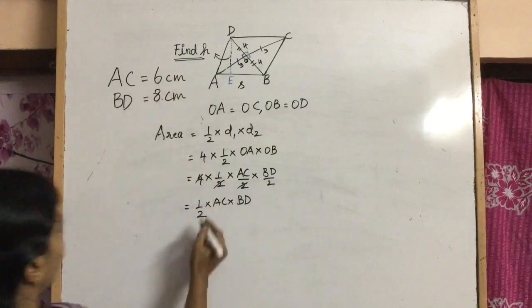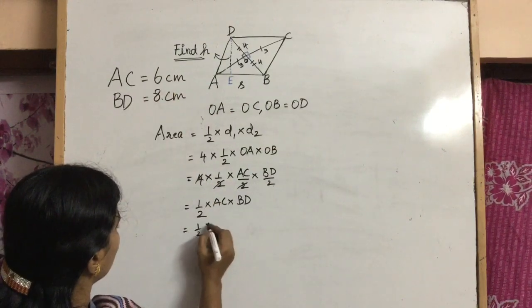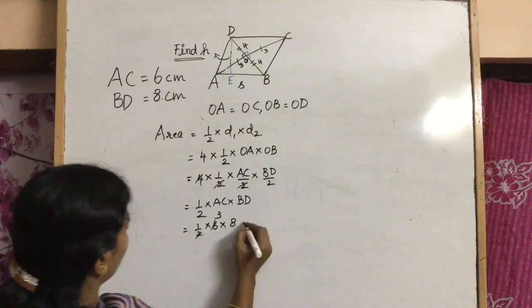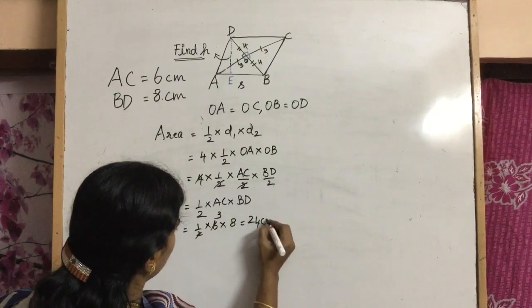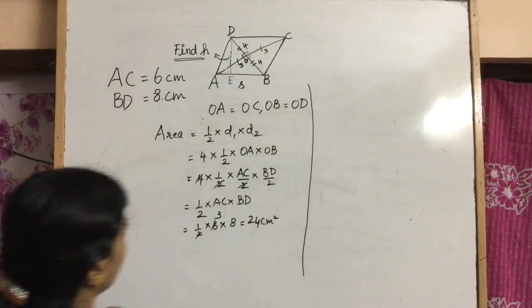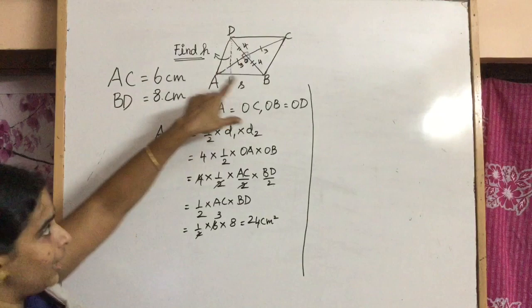So we already know the values of AC and BD, 6 into 8, so that is equal to 24 centimeters square. This is one way of finding the area. There is another way of finding out the area.